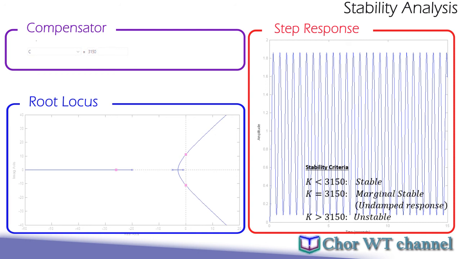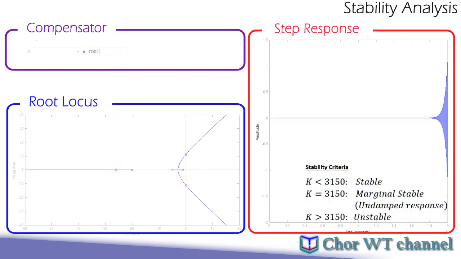If we apply a slight gain above 3150, in this case we just add an additional 0.05, the system will become unstable. And of course, as we predicted, any value larger than 3150 will cause the system to be unstable, as you can see from here. So with this, our solution is verified.